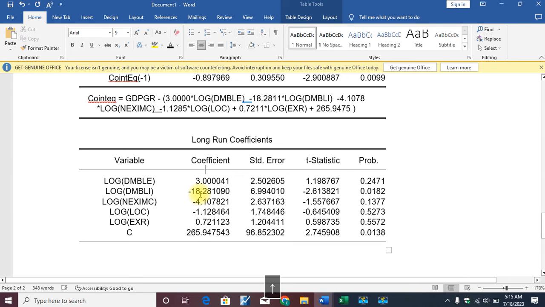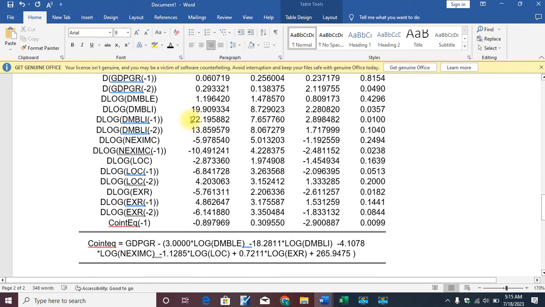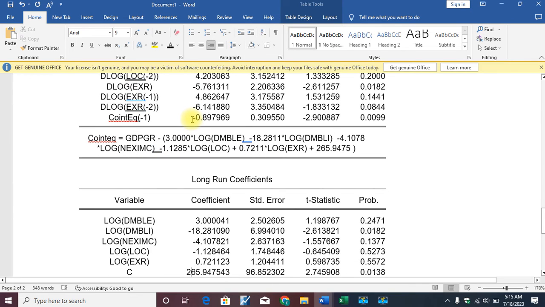But if we go to the short run results, as we explained previously, deposit money bank loan to import trade had a positive impact in the short run, while in the long run deposit money bank loan to import has a negative impact on economic growth. And this negative impact implies that when deposit money banks give credit to import trade, it will actually reduce the level of economic growth in Nigeria, and this result is not in line with the apriori expectation.